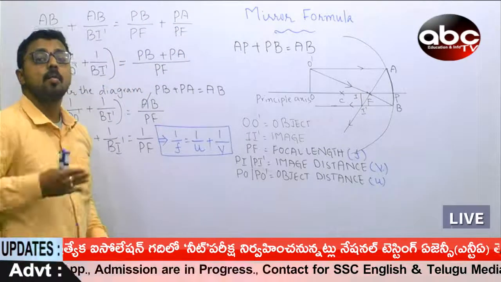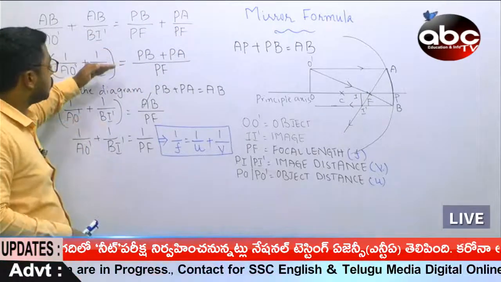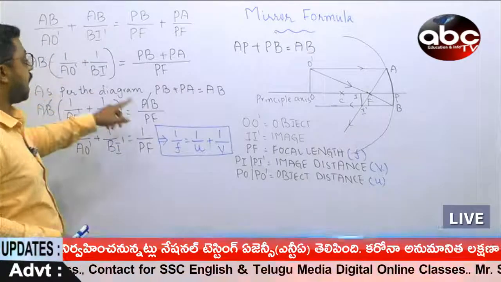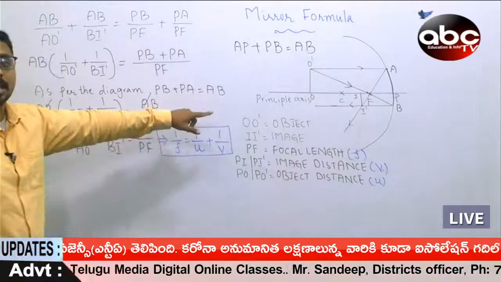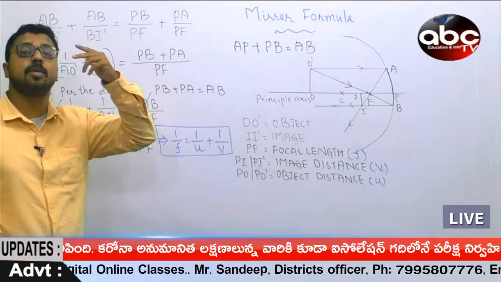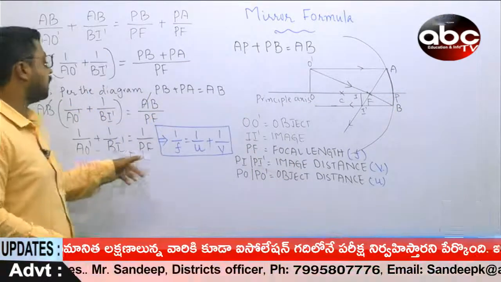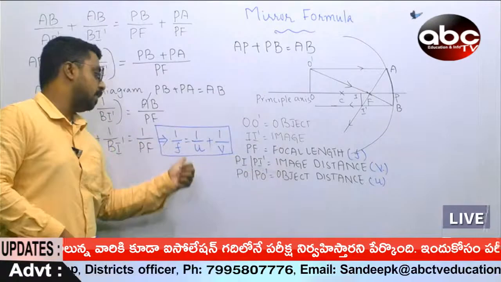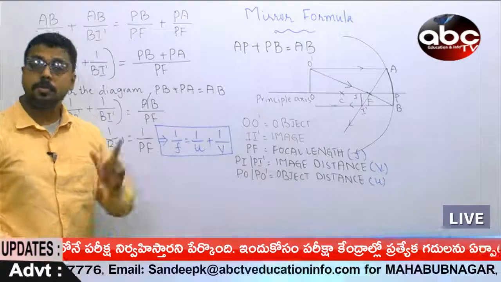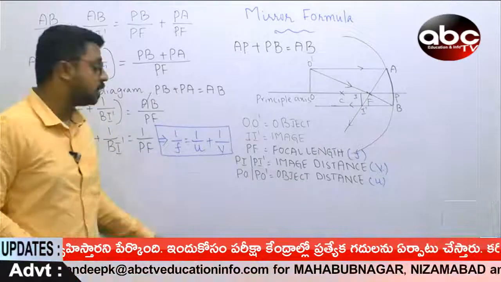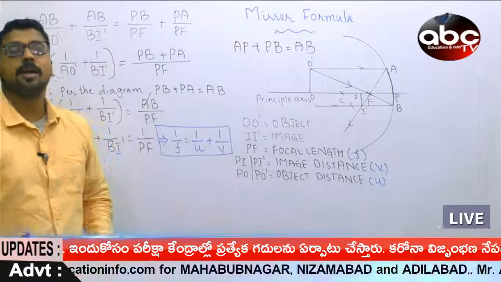So what are we going to get? We are able to simplify by common terms and cancellation, and according to this, AP plus PB is equal to AB, taking it as a line. Therefore, substituting the values of the terminology, we get the most important mirror formula. This comes for the derivation of the mirror formula.